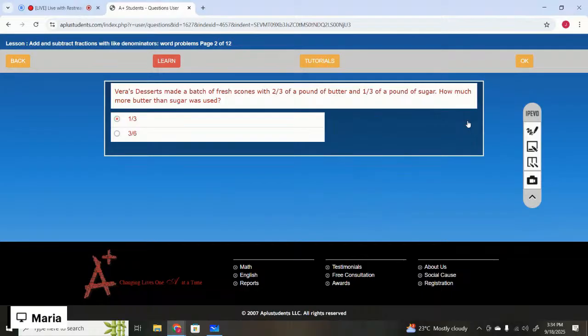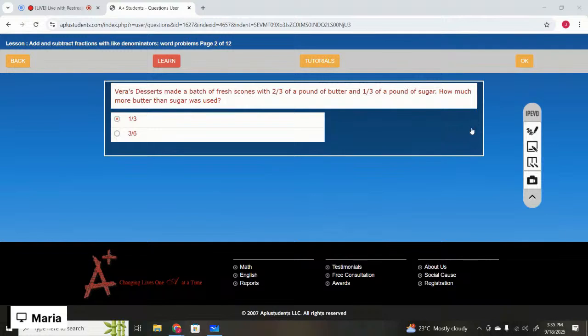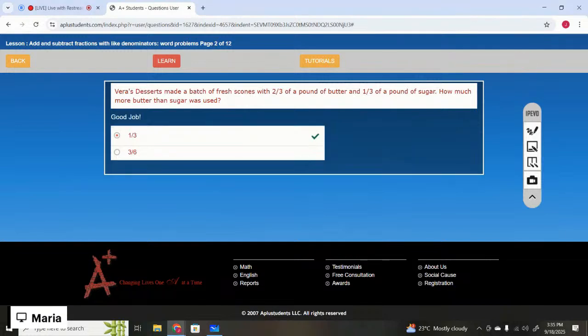Oh, the question is how much more butter than sugar was used? So you need to subtract, you don't have to add. 2 minus 1 is 1, that is 1/3. Option number 1 is the correct option.